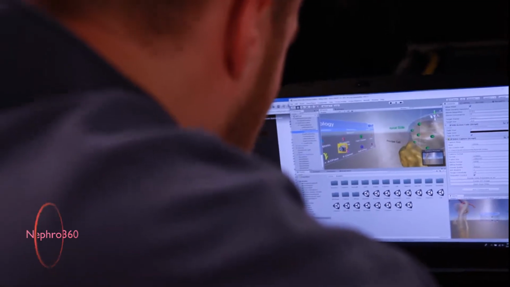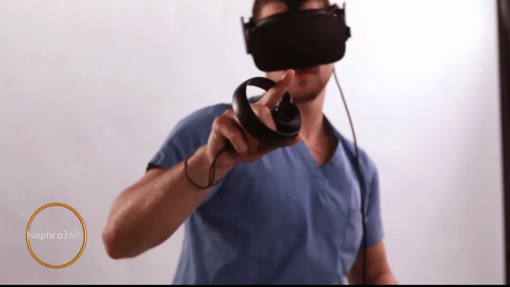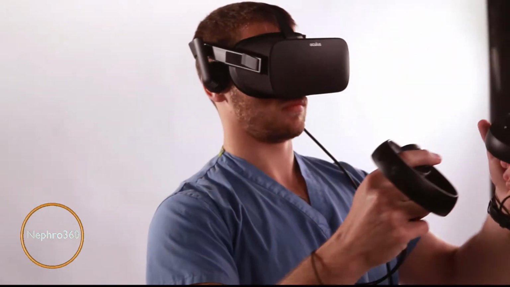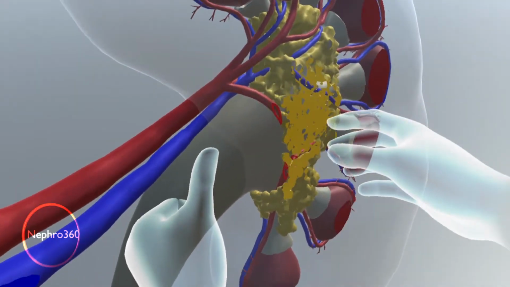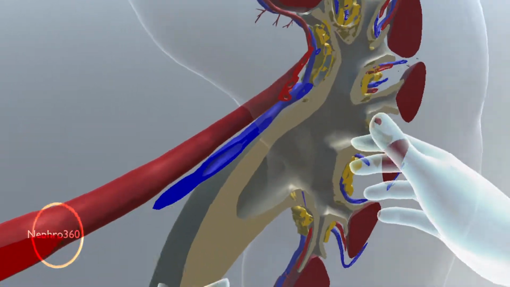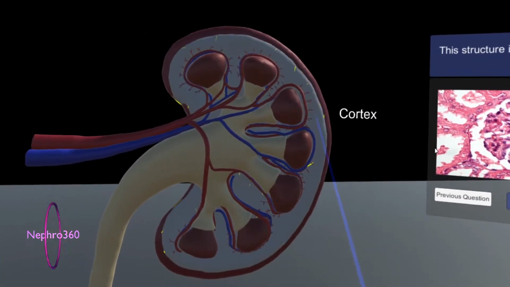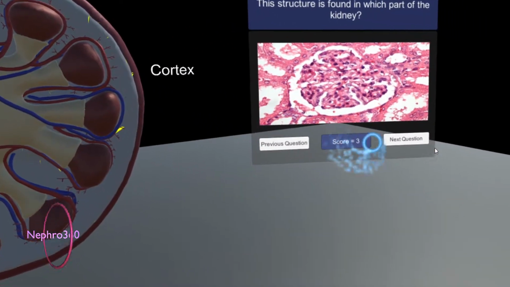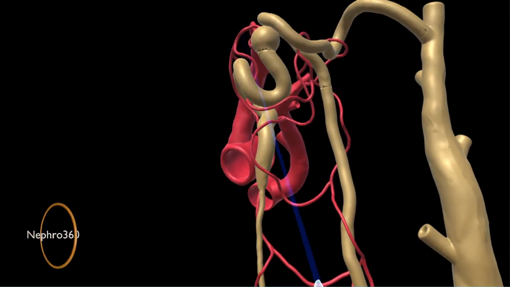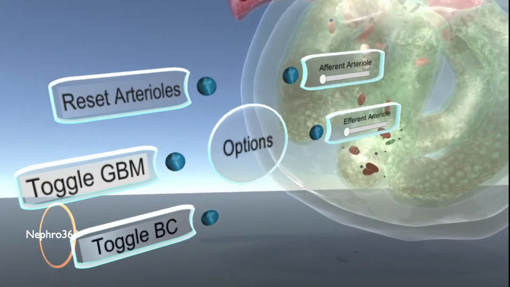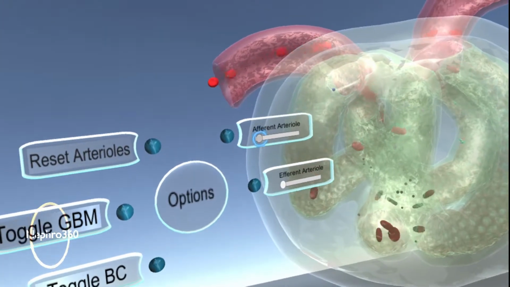Nephro360 is built using Unity, a gaming engine, and Oculus Rift, a virtual reality platform, which allows students to interact with educational models. Students are also able to test their knowledge using interactive question banks and integrate their knowledge of gross and microscopic anatomy. Students can interact with any segment of the nephron, including the glomerulus, where they can change physiologic parameters affecting glomerular function.